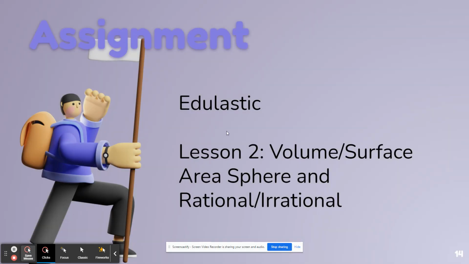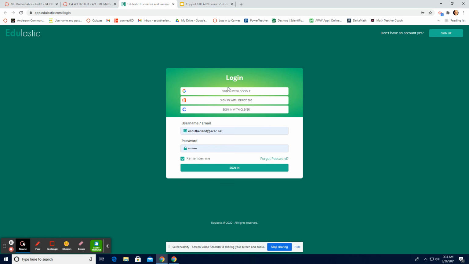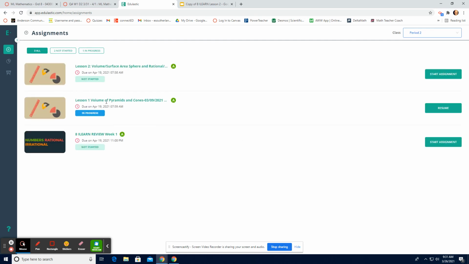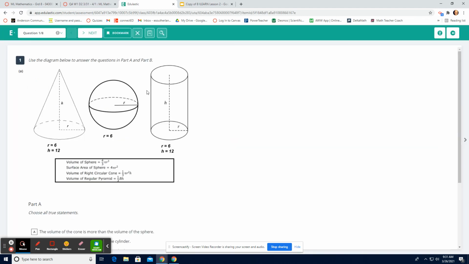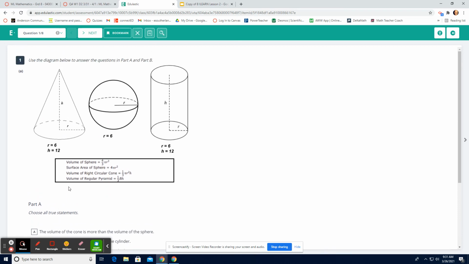Our lesson for today, if you go back to Canvas, is going to be Edulastic assignment. You're going to click here. Click in sign in with Google, and then you'll select your screen name for your Gmail account at school, and it'll automatically log you in. So we did lesson 1, today's lesson 2. So we're going to start this assignment, and then you're just going to go through and do these problems. Notice that they've given you the formulas right here.